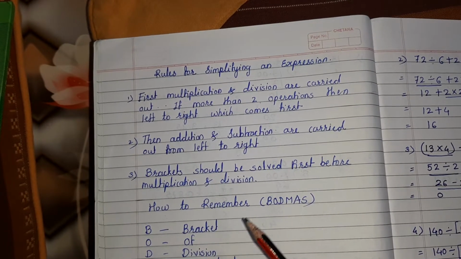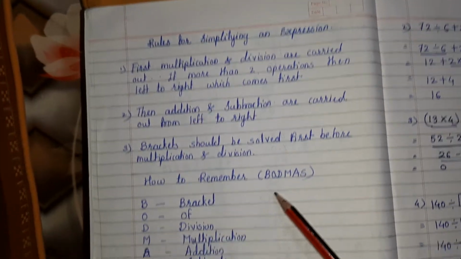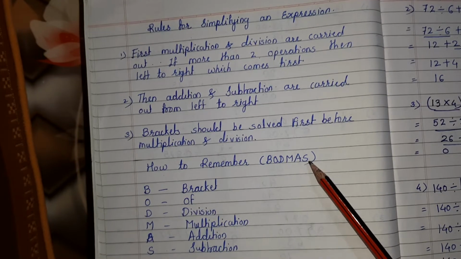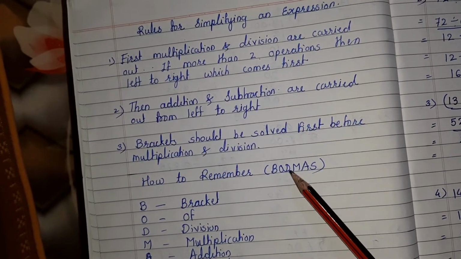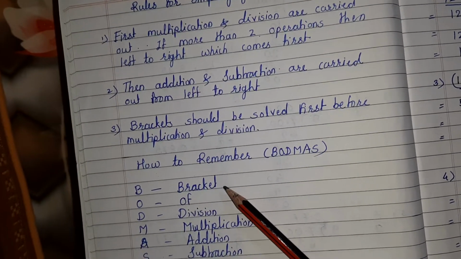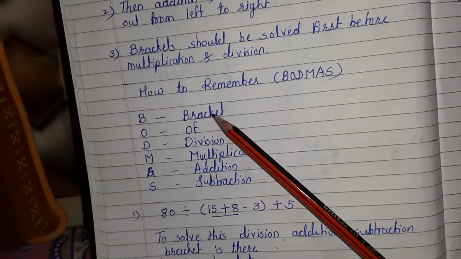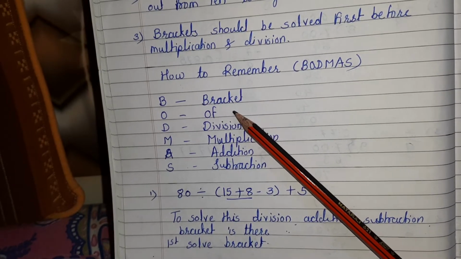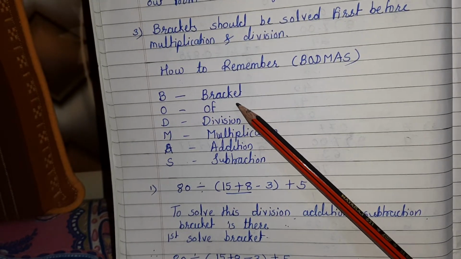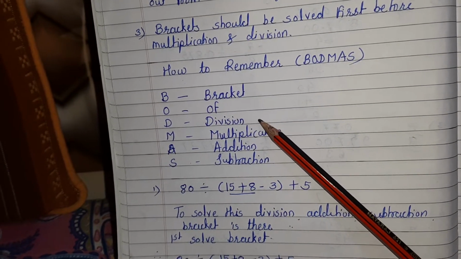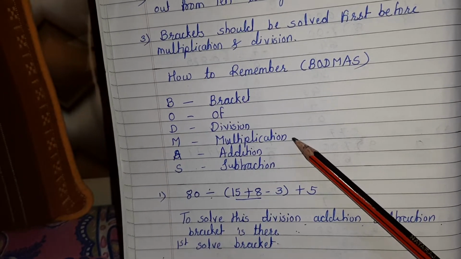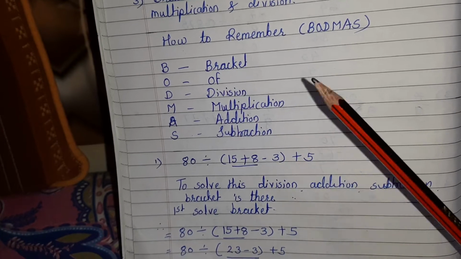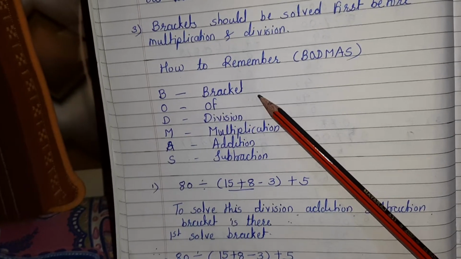Okay. So how to remember this one? For that, a very easy method is there. It is called BODMAS. What is BODMAS? B means a bracket. B indicates the bracket. O is of. That you'll understand afterwards, that I'll explain to you afterwards. D is division. M is multiplication. A is addition and S is subtraction. So first you should solve the bracket.